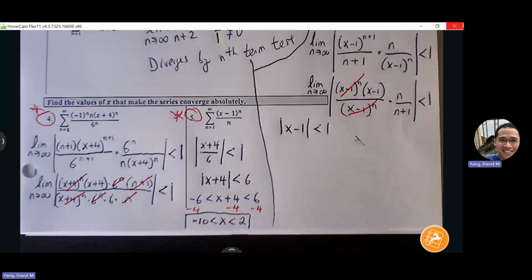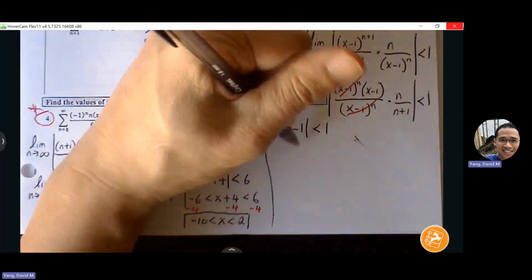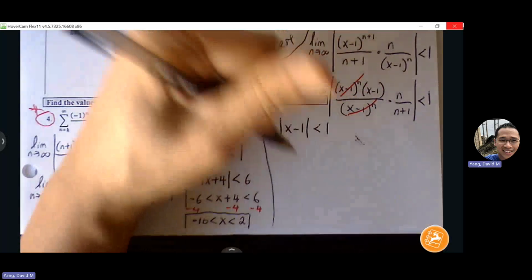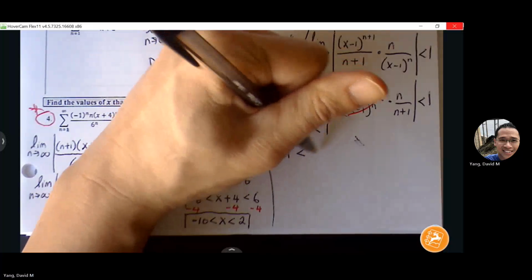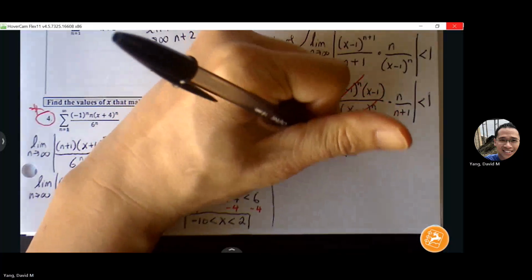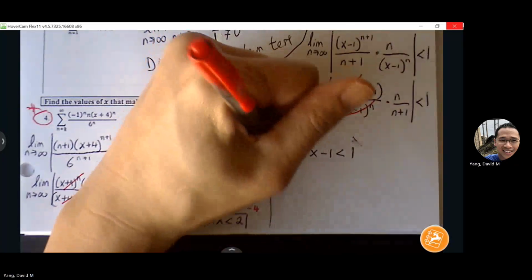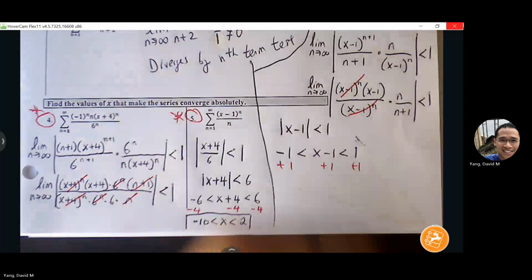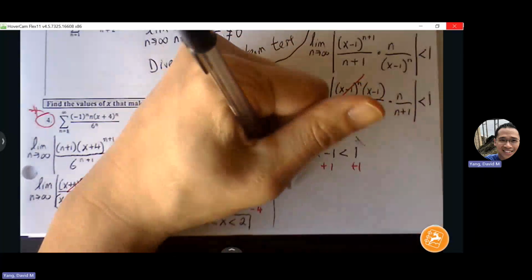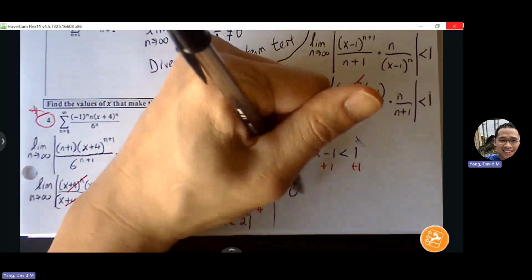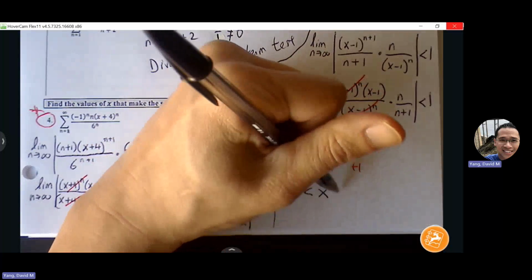The way that we can undo that absolute value bar is to make sure that this value sits between -1 and 1. Add 1 to everything, get that x by itself. So we're going to experience convergence as long as x lives between 0 and 2.